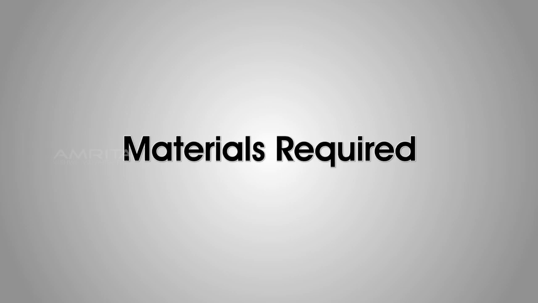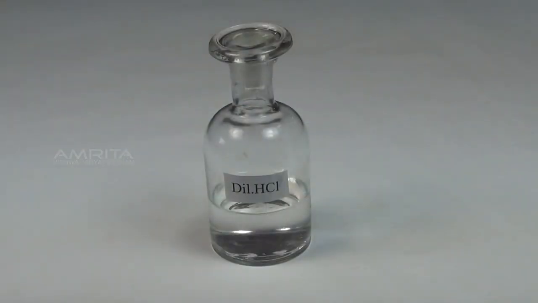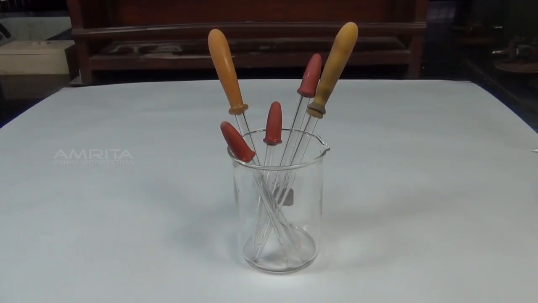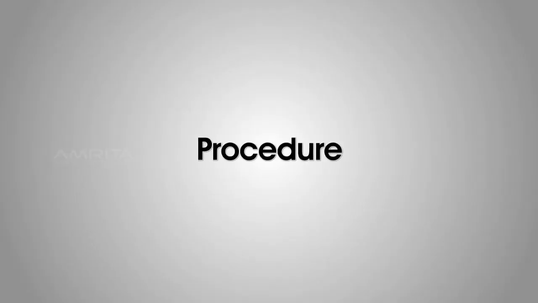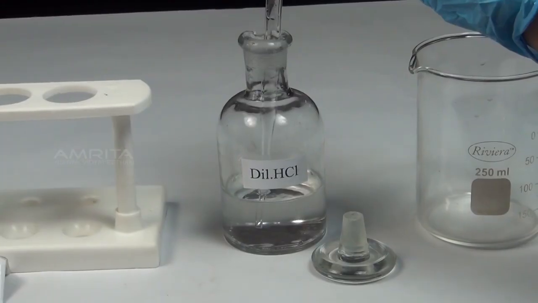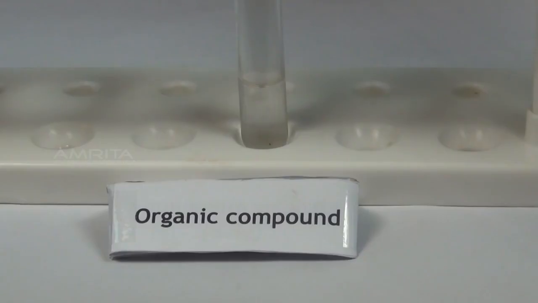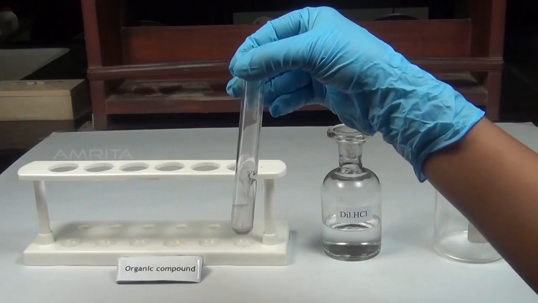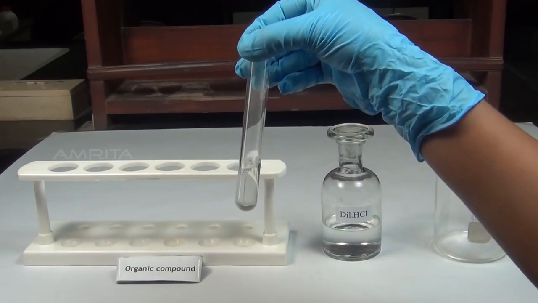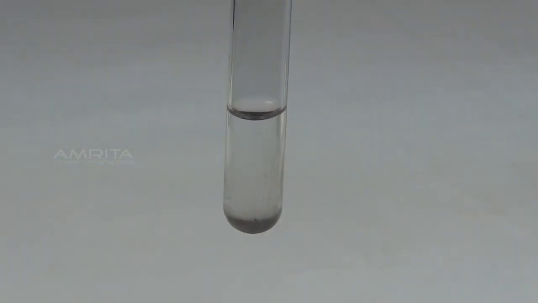Solubility Test. Materials required: organic compound, dilute hydrochloric acid and dropper. Procedure: take a small quantity of dilute hydrochloric acid using the dropper. Add it to the test tube containing the organic compound. Shake the test tube well. Amines have appreciable basicity, so they dissolve in mineral acids.